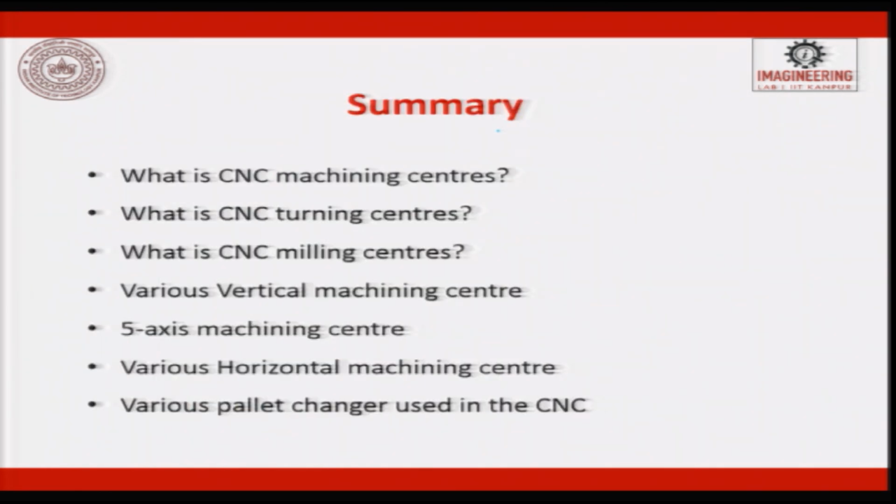To summarize, in this chapter we saw what is a CNC machining center, we saw CNC turning center, then we saw CNC milling center, then various vertical machining centers we saw, 5-axis machine, various horizontal milling machines, and then we saw about various pallet changers which are used in a CNC machine to improve the productivity.